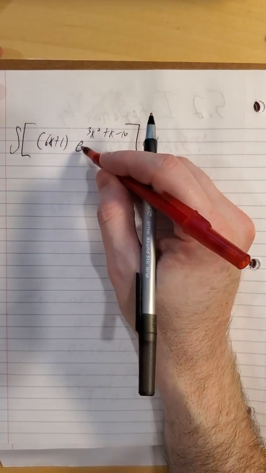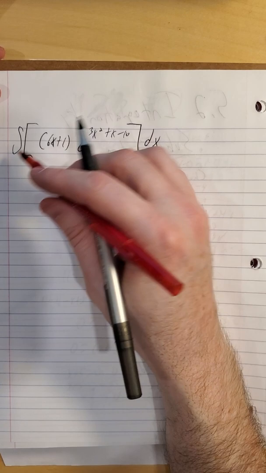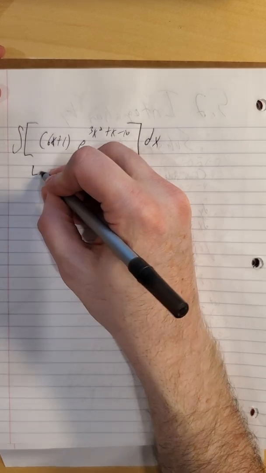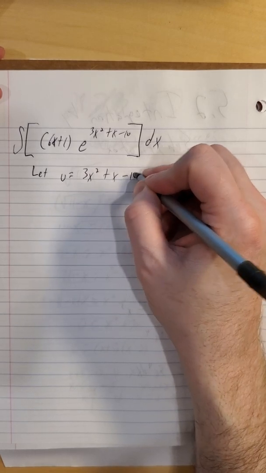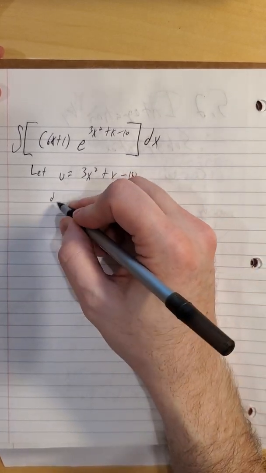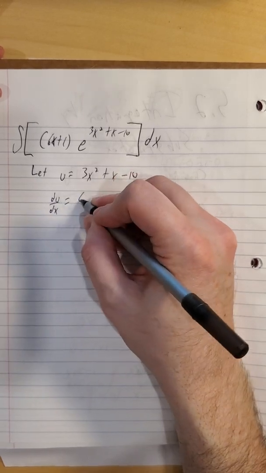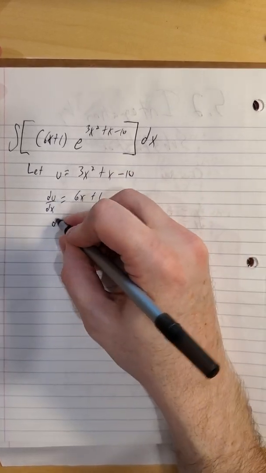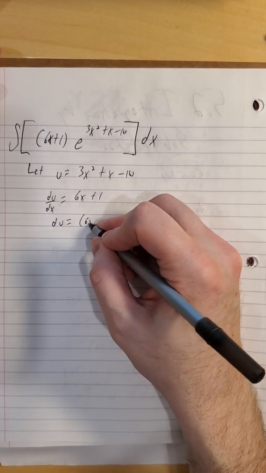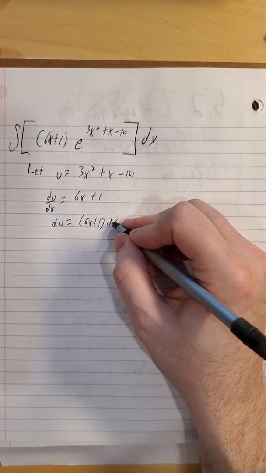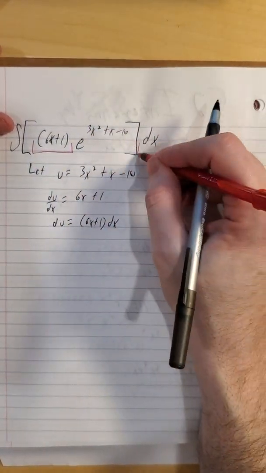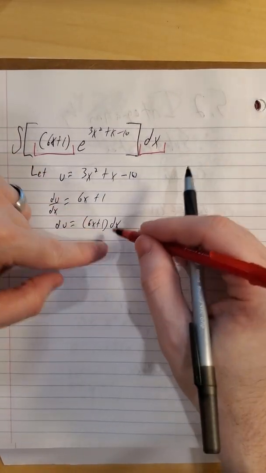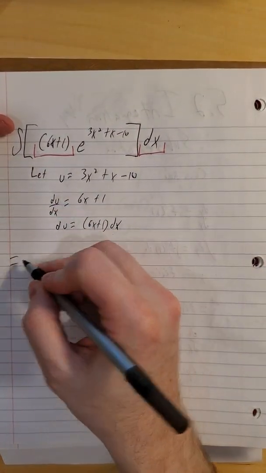So generally, when you have e to a power and you're looking to integrate, that exponent will be your u substitution. So we're going to let u equal 3x squared plus x minus 10. So then du dx is 6x plus 1. In other words, du is 6x plus 1 quantity times dx. So notice we have a 6x plus 1 and we have a dx. That part is going to get replaced with a du.